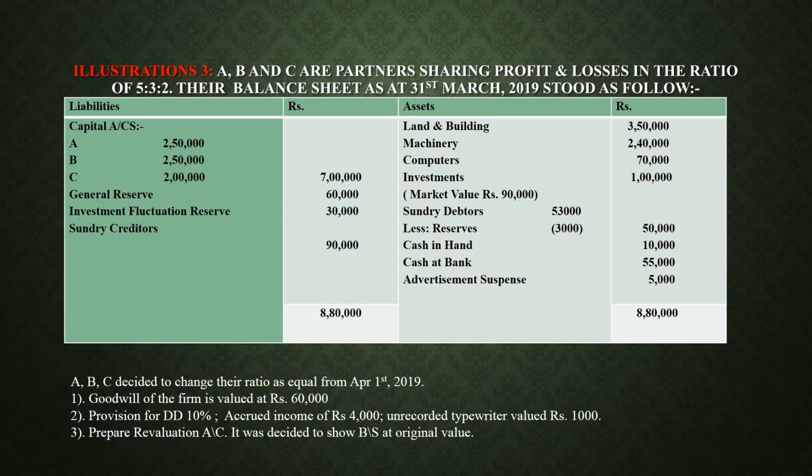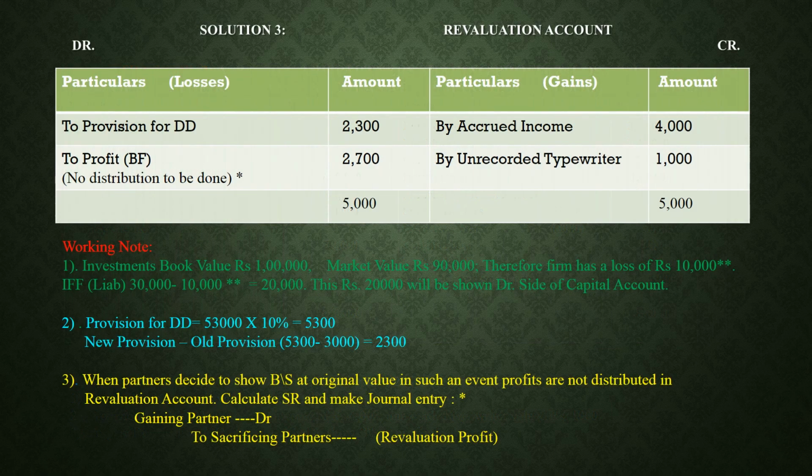In this question, adjustments related to investment fluctuation fund, provision for doubtful debt, accrued income, unrecorded asset would be taken into consideration. Moreover, the treatment of revaluation profits or losses, if the partners decided to show the balance sheet at original value, will also be discussed. Solution of illustration number 3.